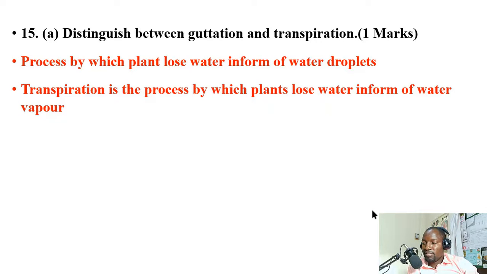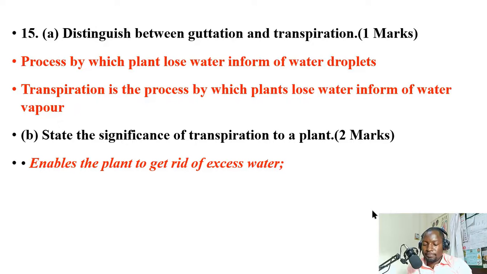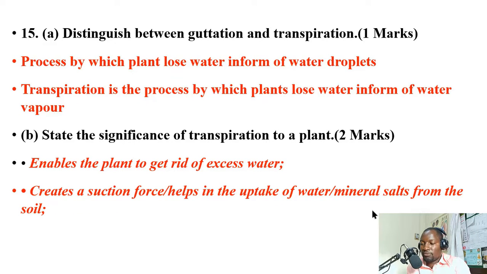Now, state the significance of transpiration to a plant. How does it help a plant? One, it enables the plant to get rid of excess water. It also creates what we call a suction force, which helps in the uptake of water and mineral salts from the soil. It also cools the plant.